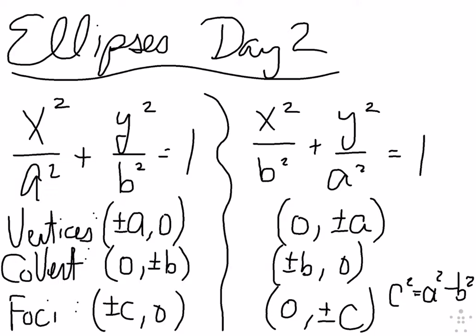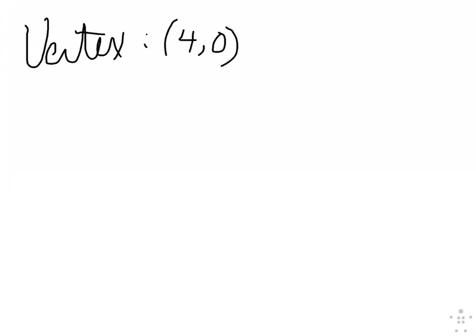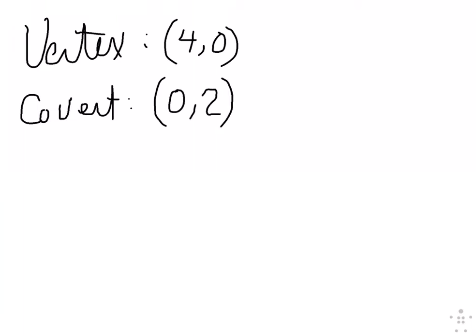Okay? So, if they give you something like this, and I say that the vertex is at 4, 0, and the covertex is at 0, 2. Okay? Now, when you have the vertex and the covertex, the easiest thing to do is it's giving you the a and the b just right there.